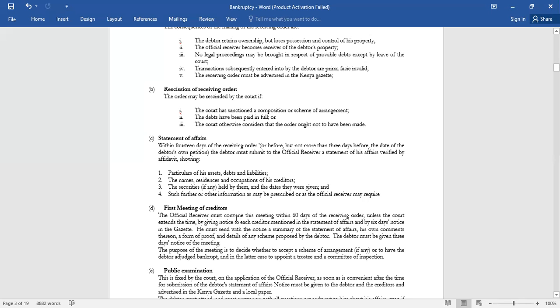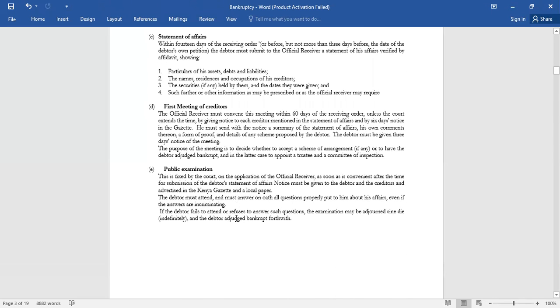5, public examination. So they've met. The next process will be the court will fix a date of public examination on the application of the official receiver as soon as it is convenient after the time for submission of the debtor statement of affairs. So notice must be given to the debtor and the creditors and advertised again in the Kenya Gazette or a local daily. So the debtor must attend and must answer on oath.